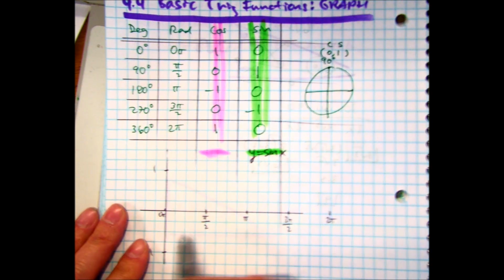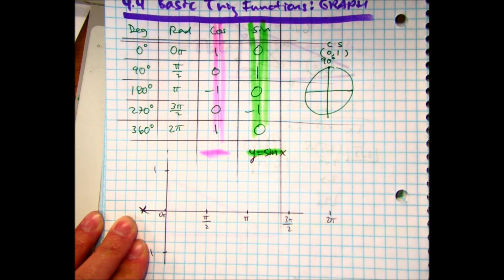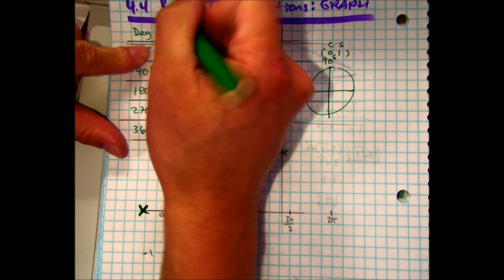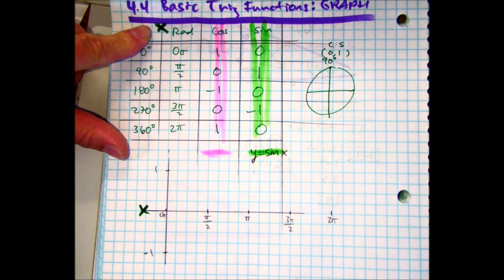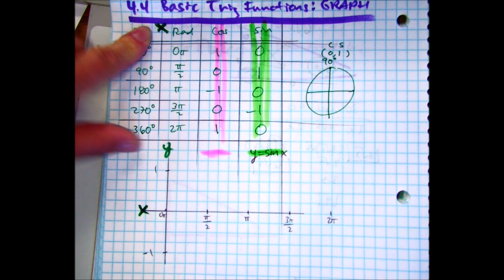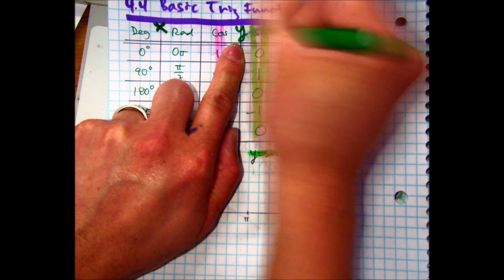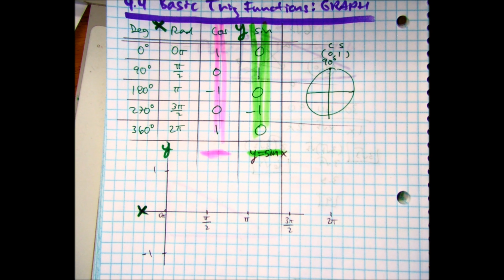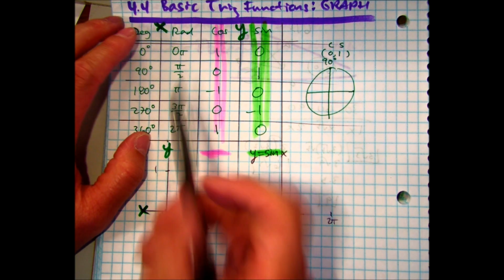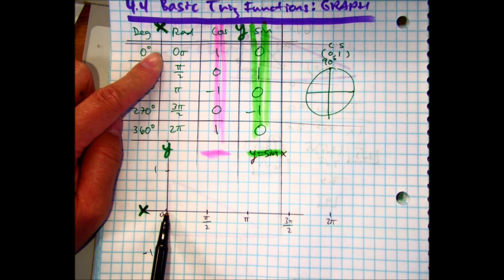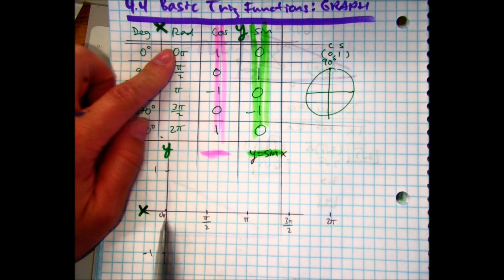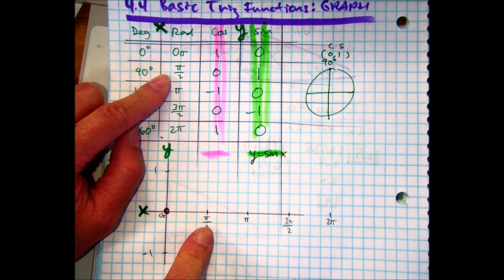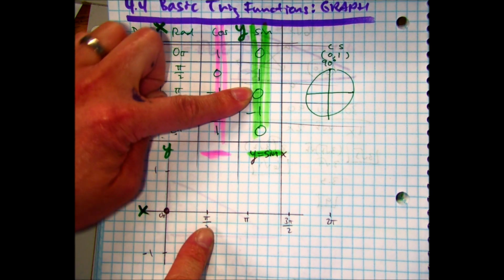Alright, so on the x-axis here, this refers to either degrees or radians. My y-axis is going to be the exact value. Let me graph sine. At 0 degrees or at 0 pi, sine is 0. And then at pi over 2, or 90 degrees, sine is 1.